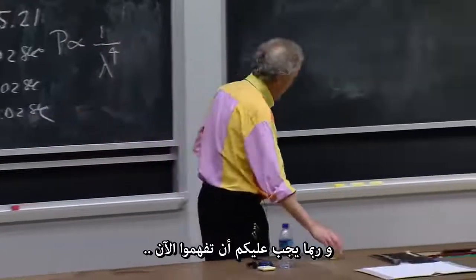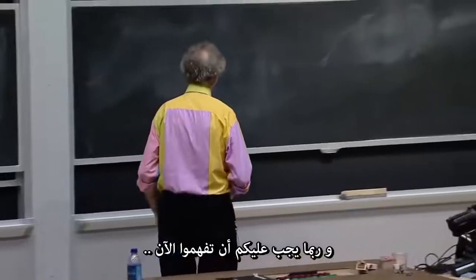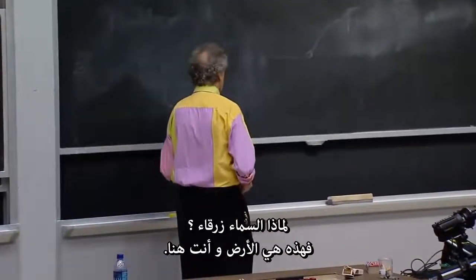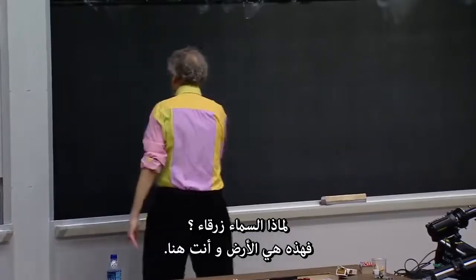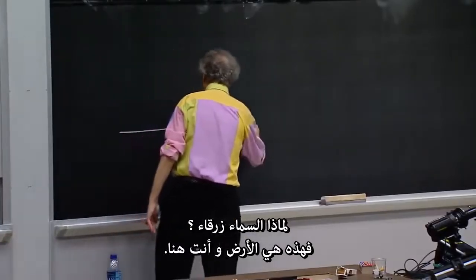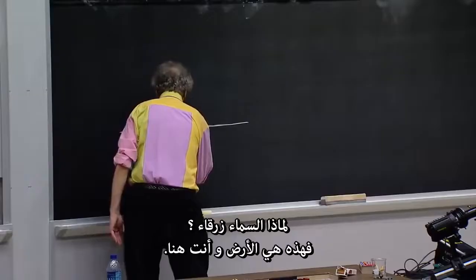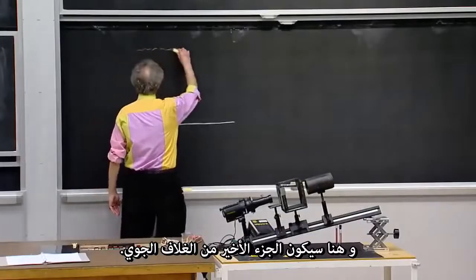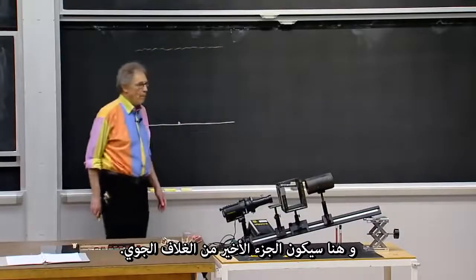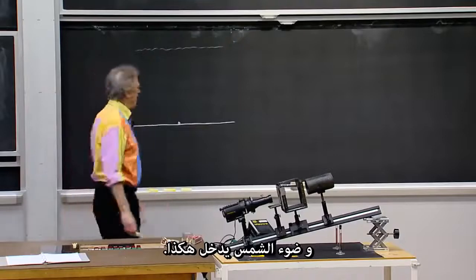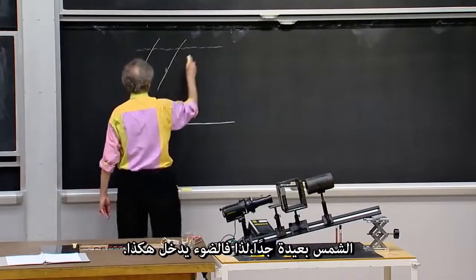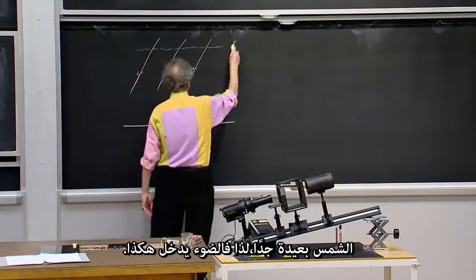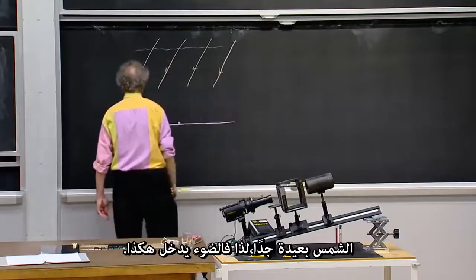And you should, or may also understand now, why the sky is blue. Here is the ground, and you are here. And here is, say, roughly the top of the atmosphere. And the sunlight comes in like this. The sun is infinitely far away, so the sun comes in like this.